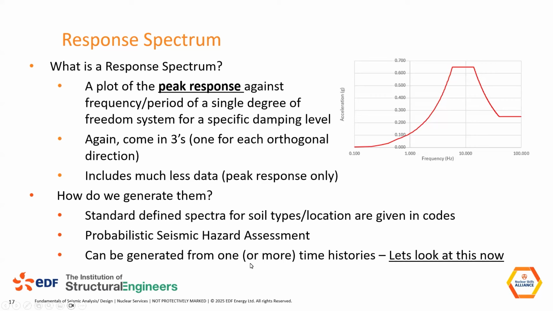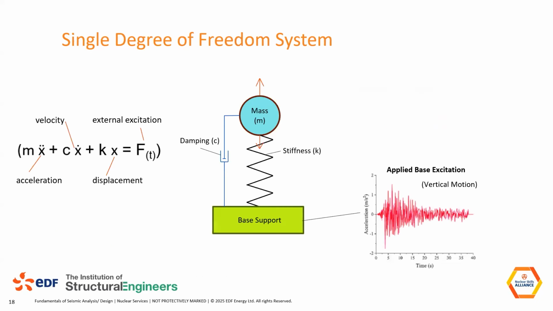Or we can generate it from a time history. And I want to have a quick look at how we would generate a response spectrum from a time history, because I think that will help you understand what a response spectrum is. I've tried to explain it here, but I still think people might be wondering exactly what this means, a plot of peak response. And I think if we look at taking a time history and turning it into a response spectrum, you'll be able to understand better what a response spectrum actually is.